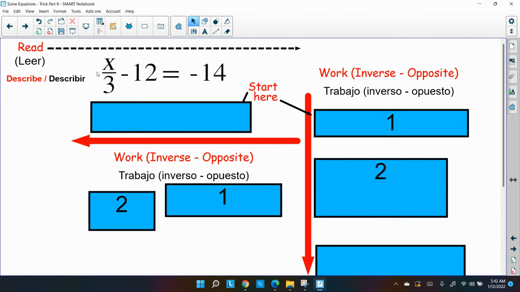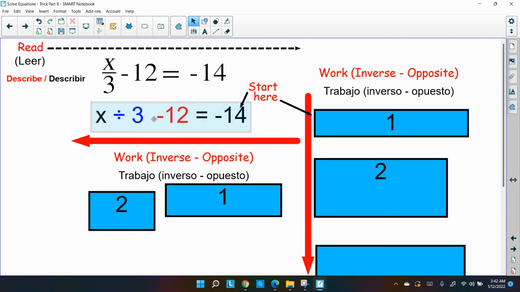Here is our question. x over 3 minus 12 equals negative 14. The way we would describe what's going on with x is that x is being divided by 3, and then you're subtracting 12, and you're getting that equal to negative 14. That's how you would describe it if you were to write it out piece by piece to find out what you are trying to do. Our job, instead of reading from left to right, is to work in the opposite direction, right to left, by doing the opposite.